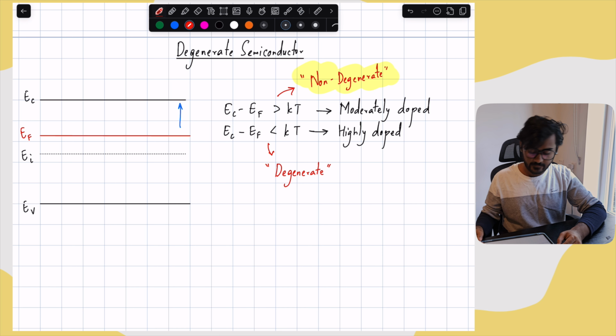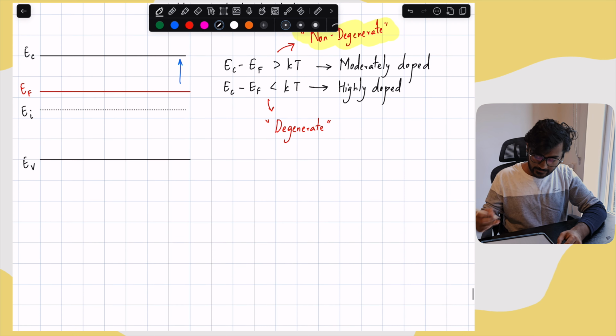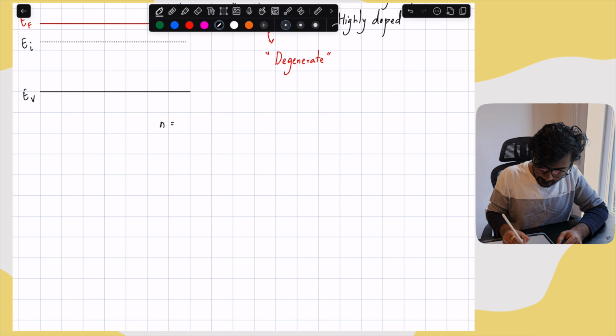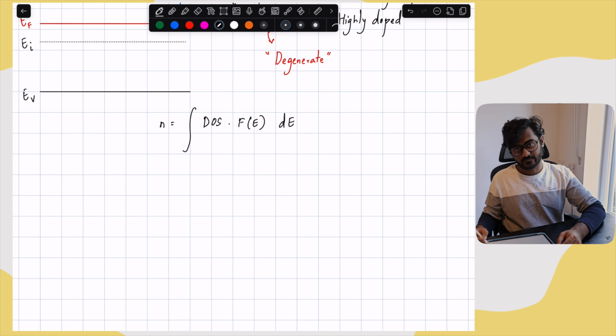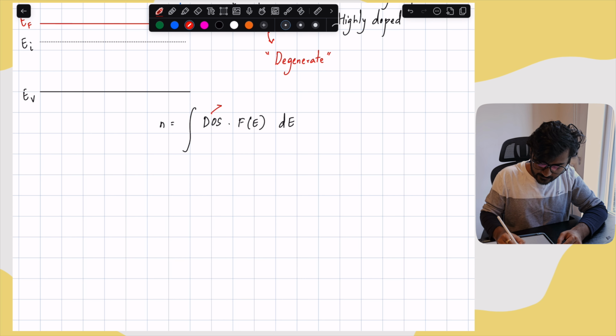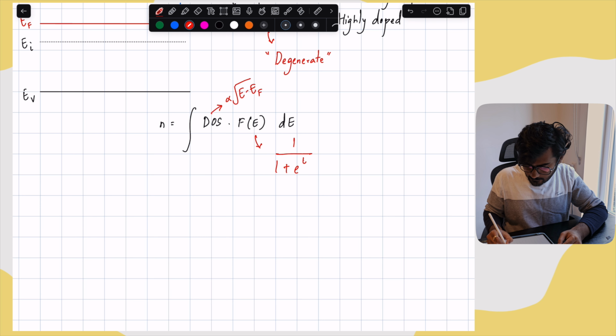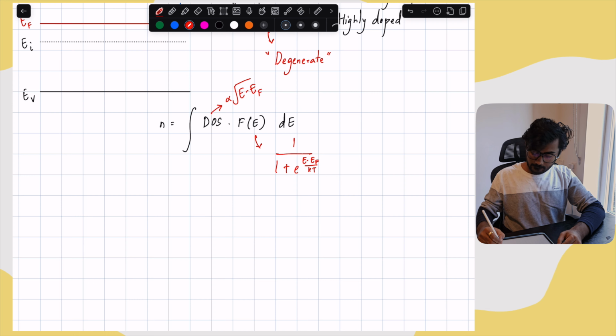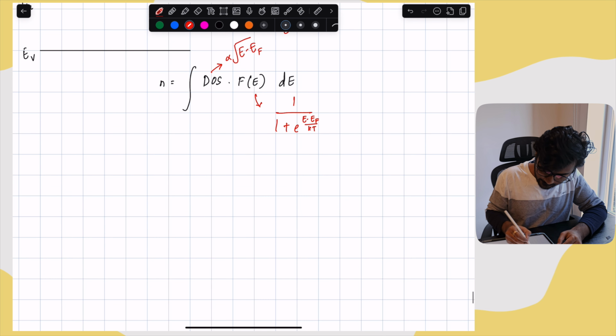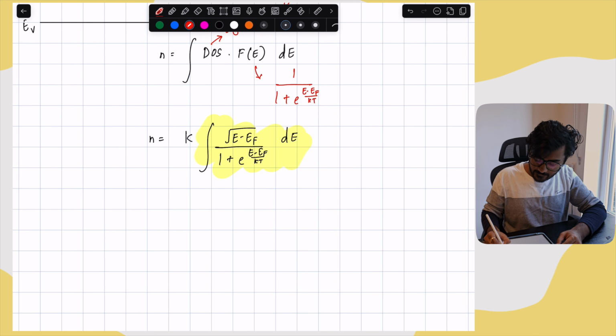And the reason for that is, for a moderately doped semiconductor, it is actually easy to calculate the carrier concentration. So what I mean is, the carrier concentration is actually given by the integral of density of states times the Fermi function for a given range of energy levels. And the density of states is actually proportional to square root of E minus EC. And we know that the Fermi function is given by 1 over 1 plus e to the power (E minus EF) by kT. So this integral is commonly called the Fermi integral.